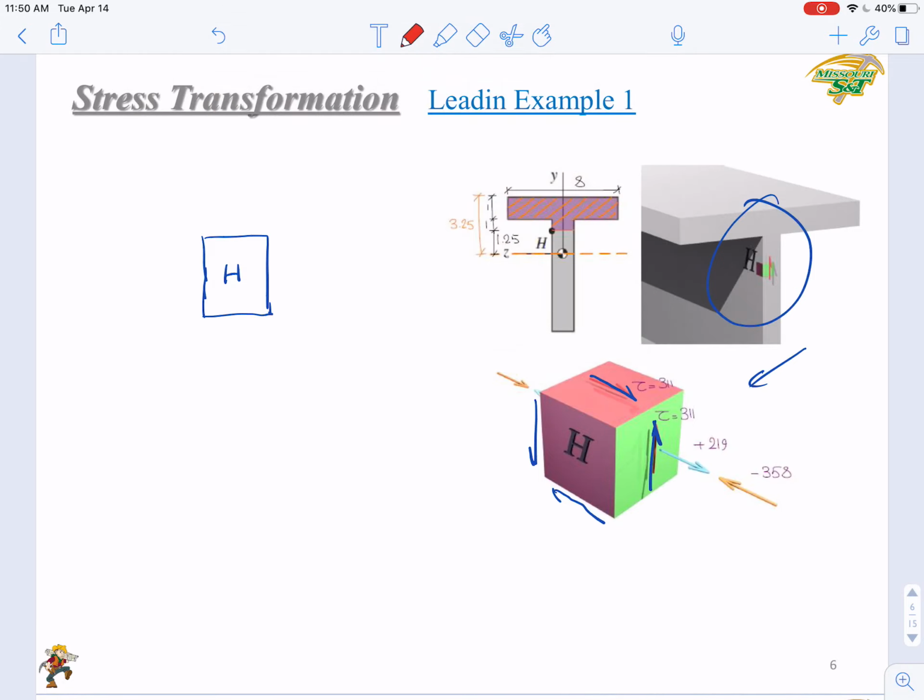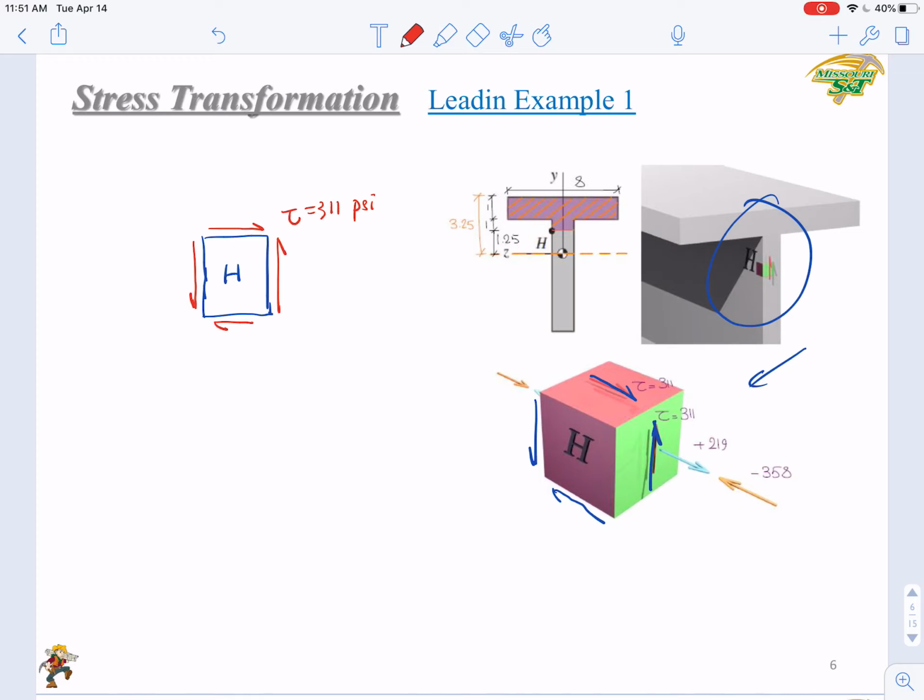This one has an upward shear stress on the positive x plane, and you have a negative, downward shear stress on the negative x plane, right? Then you have a tau on the positive y plane and a tau on the negative y plane, right? Those are the shear stresses, 311 psi, and all of these four components have the same magnitude, right?